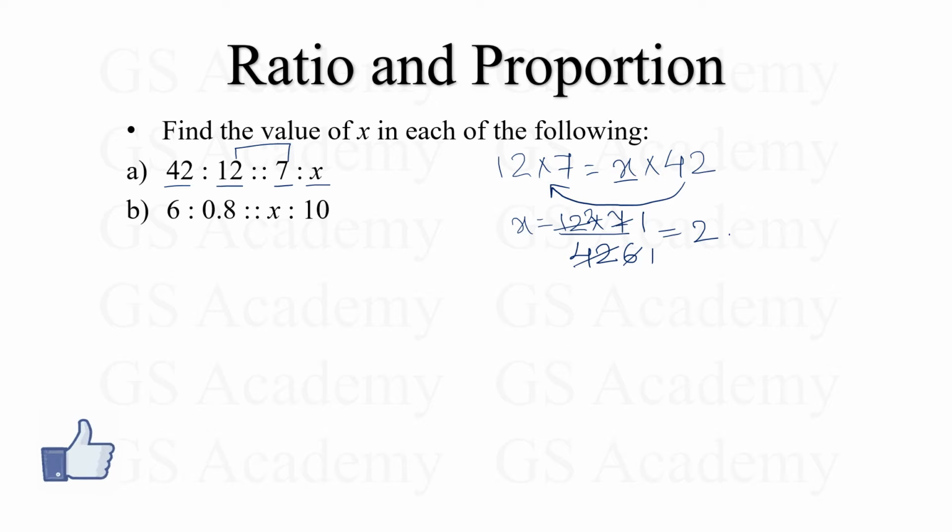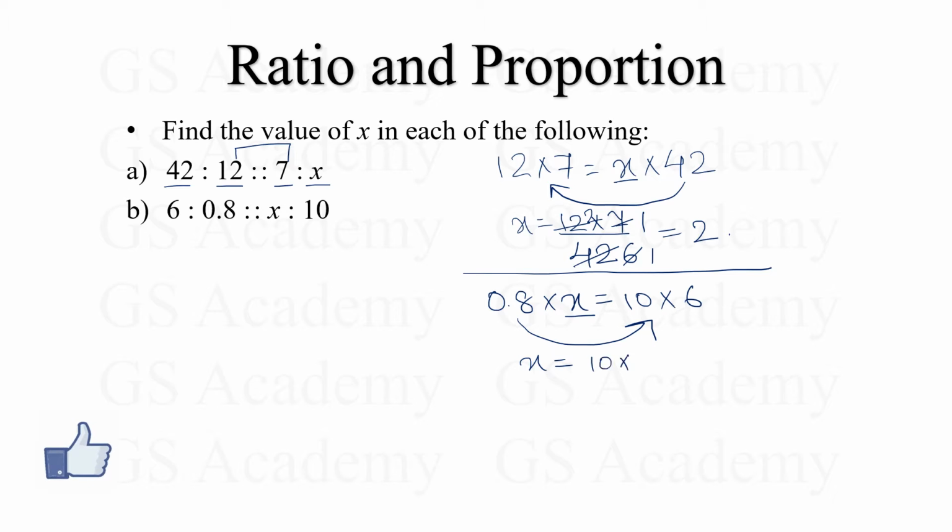6 is to 0.8 as x is to 10. So again we will use the same formula. So this will become 0.8 into x is equal to 10 into 6. Now in order to find the value of x, we will shift this 0.8 here. So this becomes x is equal to 10 into 6 upon 0.8. Now there is a decimal number, so we will have to remove the decimal. So we will multiply by 10 here. So this becomes 10 into 6 into 10 upon 8.